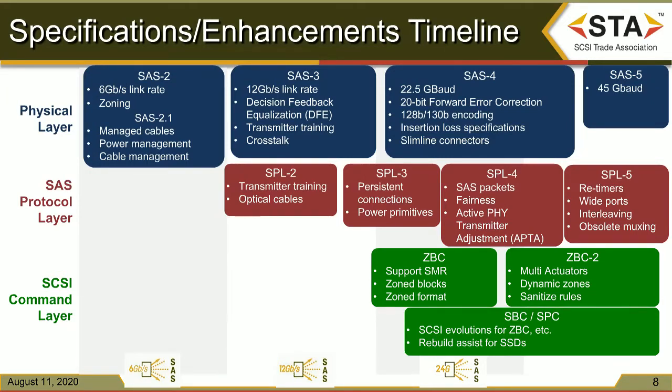At this time, SAS-5 looks to keep along the same path, doubling effective performance by doubling the 22.5 gigabaud link rate. The other specifications introduce new commands and features for hard drives and SSDs, as well as managing connections for optimal operation of devices and connections.